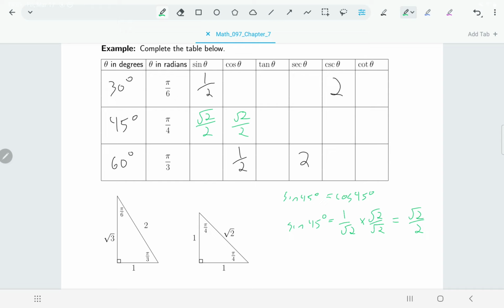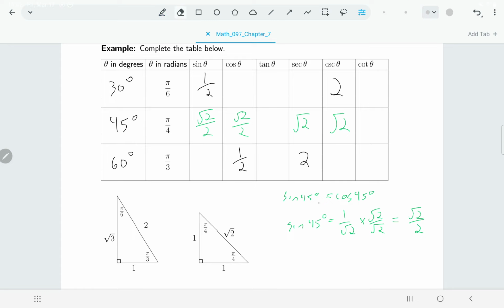And you can even go further and say, since you know that sine is root 2 over 2, or in other words, sine started off as 1 divided by root 2, then cosecant should be the reciprocal of this. Cosecant should be root 2 divided by 1, which is just root 2. And similarly, since cosine is 1 over root 2, then secant should be the reciprocal, which is root 2 over 1. And I'm just going to continue on.